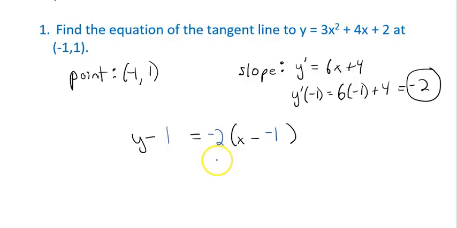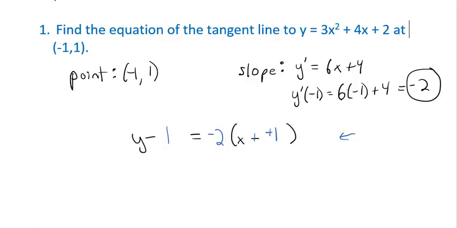Now, the nice thing about the AP exam is you don't have to get it in y equals mx plus b. This is acceptable if they are just asking you for the equation of a tangent line on a free response problem. Now, in multiple choice problems, they may have it in y equals mx plus b, they may have it in standard form. You may have to work on this a little bit. But if you are in a free response question, you can leave it like this. I mean, you may want to change this to plus, but you can leave it in this form and get full credit.